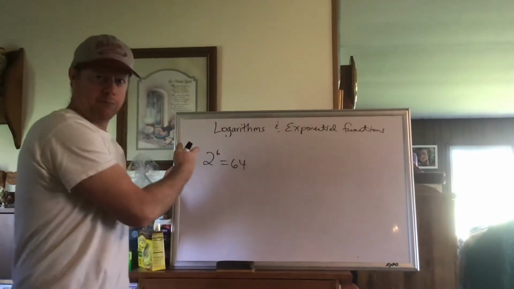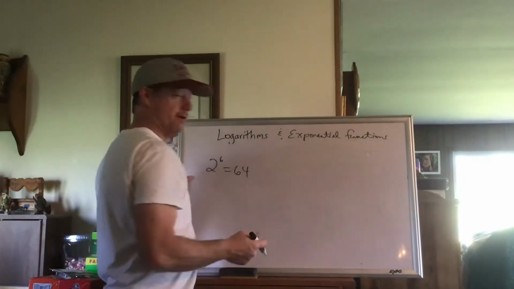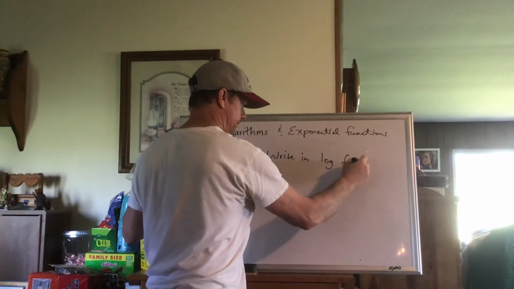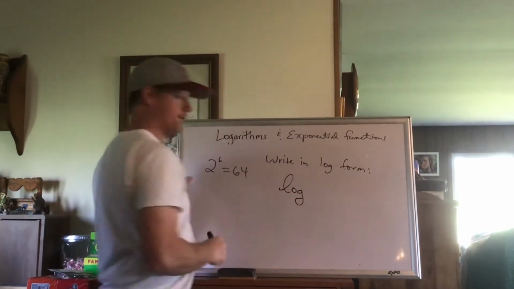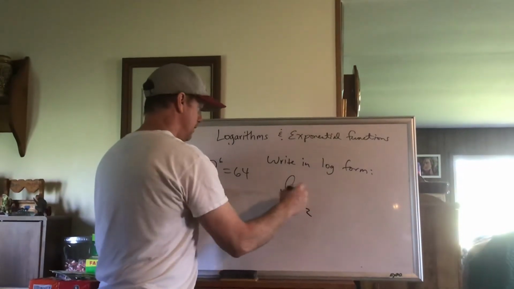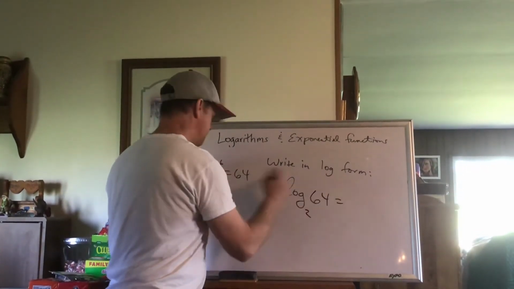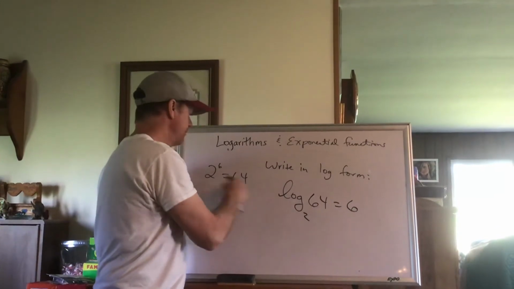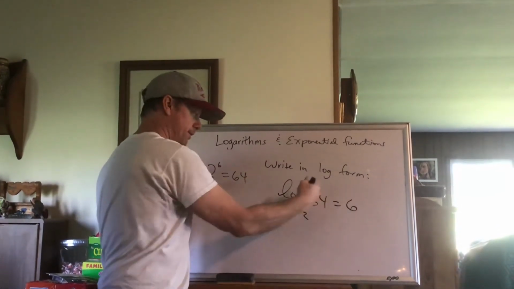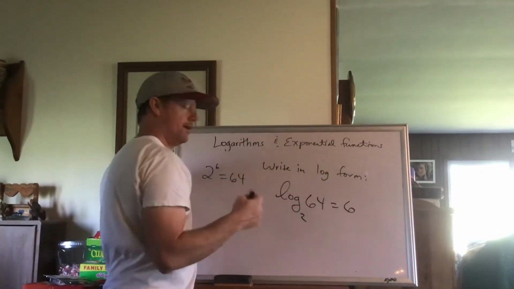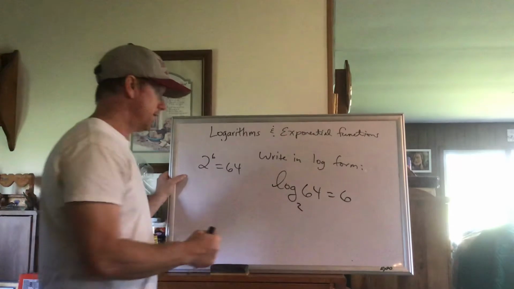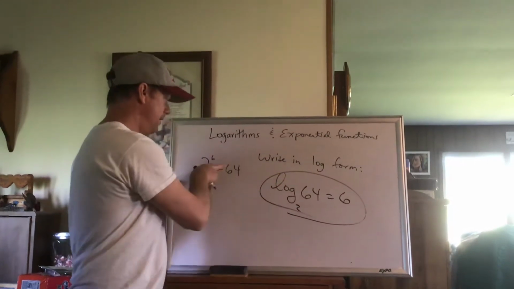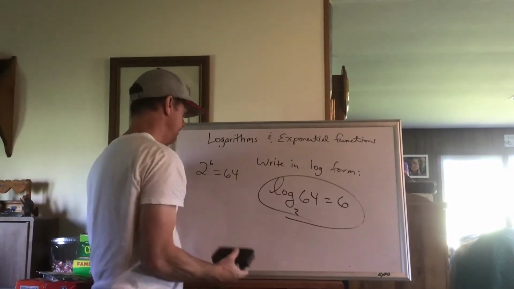So we have 2 to the 6th power equals 64. That's exponential form. I say, hey, write that in logarithmic form. You're going to write log. What's going to be your base? 2 is the base. This guy right here, 64, is your solution. Equals 6. Logs are exponents, so your exponent is what your log equals. I know I keep saying that, but that's what I'm trying to ingrain into your mind. So log subscript 2, 64 equals 6. This is exponential form, and this is logarithmic form.